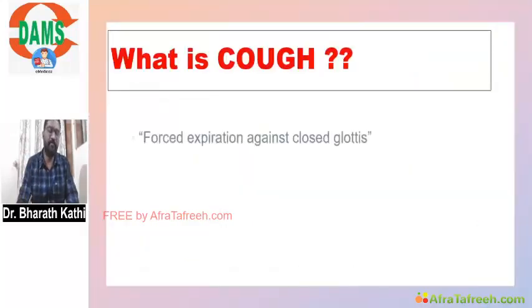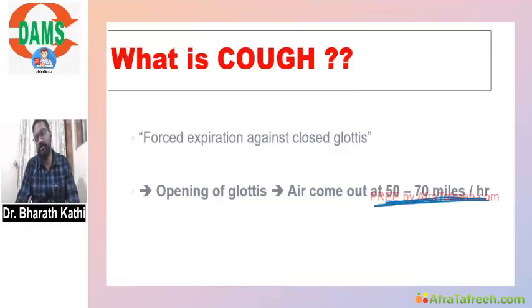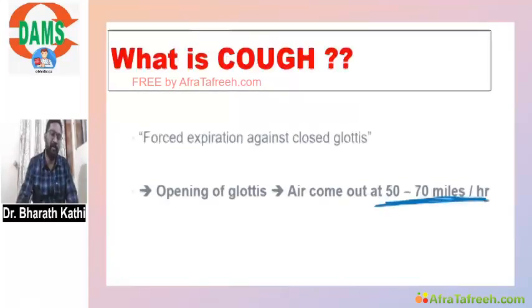Then what is the definition of cough? In simple words, it is forced expiration against a closed glottis. And they will ask you, whenever cough is happening, tell me what the events are. A few examiners will be very particular about the velocity at which cough can happen. This number is very important: 50 to 70 miles per hour. When they cough, the velocity at which air is coming out will be 50 to 70 miles per hour.